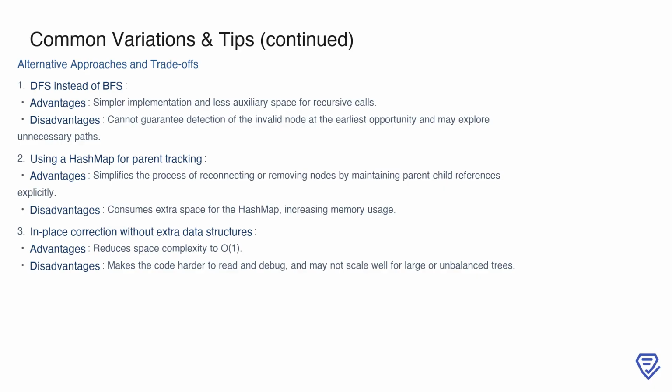This simplifies the process of reconnecting or removing nodes by explicitly maintaining parent-child relationships. The downside, though, is that it consumes extra memory for the hash map, which can increase space complexity. Finally, you could attempt an in-place correction without using extra data structures. This minimizes space complexity to O(1), which is ideal for memory-constrained environments. However, the code becomes harder to read and debug, and this approach may not scale well for large or unbalanced trees. Each method has its strengths and weaknesses, so the choice depends on the problem constraints and the priorities of your solution.